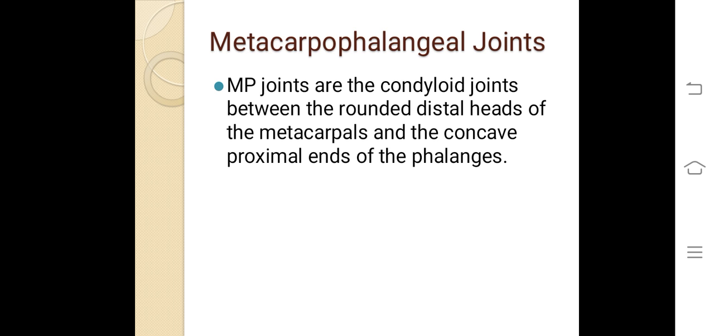Metacarpophalangeal joints are the condyloid joints between the rounded distal heads of the metacarpals and the concave proximal ends of the phalanges. These joints form the knuckles of the hand, and each joint is enclosed in a capsule that is reinforced by strong collateral ligaments.